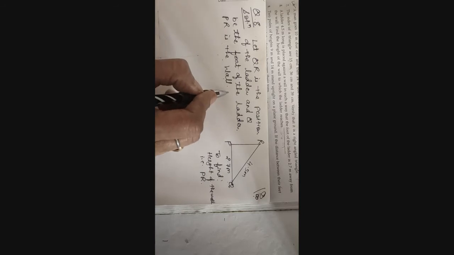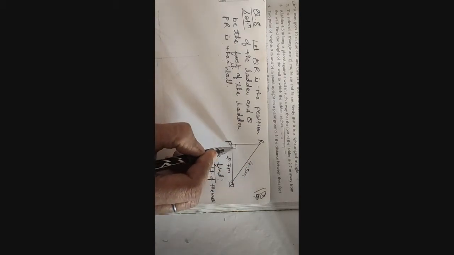Okay, or you can say height of the wall. PR is the height of the wall, and you have to find what? Height of the wall, that is PR. Now very simple, you can see here we are getting a right angle triangle, and again we are going to use Pythagoras theorem to find the height of the wall, that is PR. So let's use this.